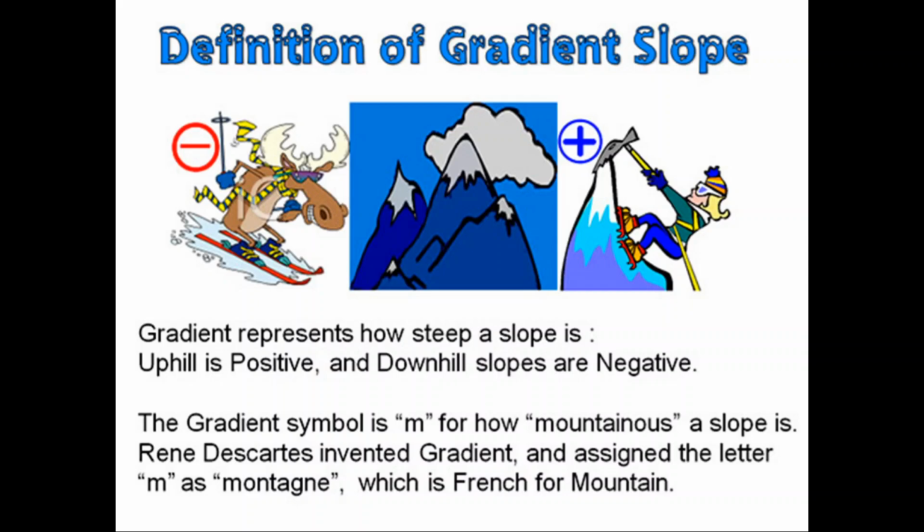It would be 0. The gradient symbol is m for how mountainous a slope is. René Descartes, the French mathematician and philosopher, invented the concept of gradient, and he assigned the letter m as montagne, which is French for mountain.